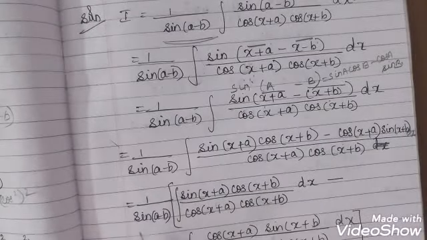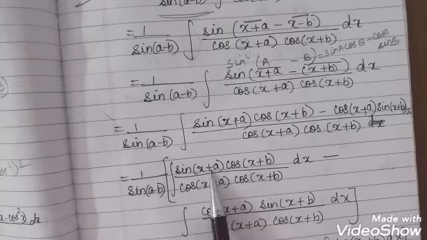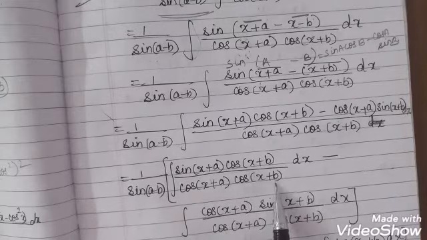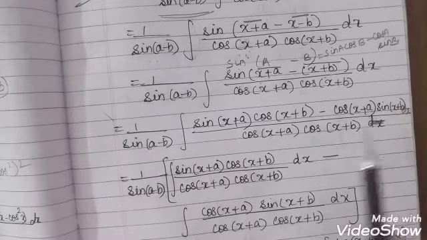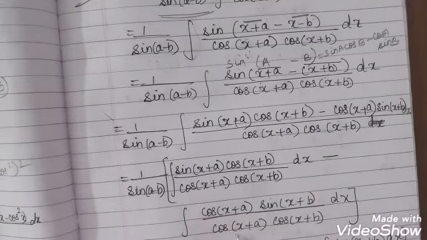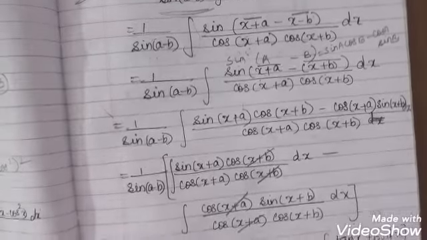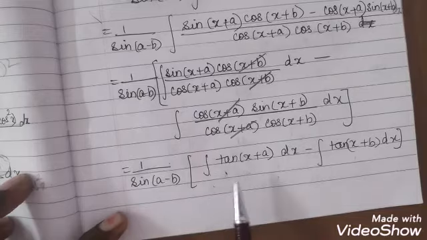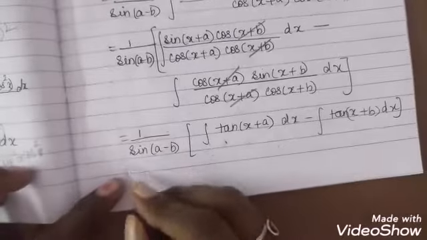Now we'll just separate it into two separate integrands. 1 by sine of a minus b, you can write it as the integral of sine of x plus a into cos of x plus b divided by cos of x plus a into cos of x plus b dx minus the integral of cos of x plus a into sine of x plus b divided by cos of x plus a into cos of x plus b dx. So of course this gets cancelled. Here again, if you see, it gets cancelled. So you're left with 1 by sine of a minus b into the integral of tan of x plus a dx minus tan of x plus b dx.